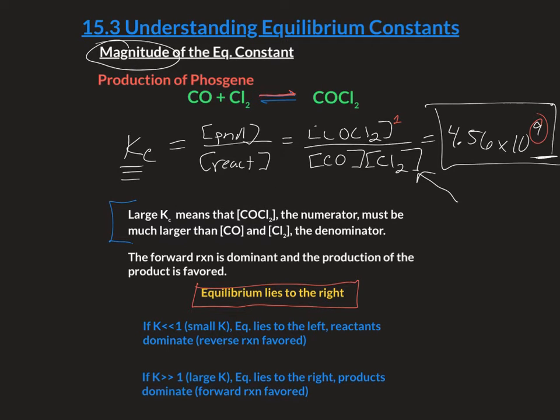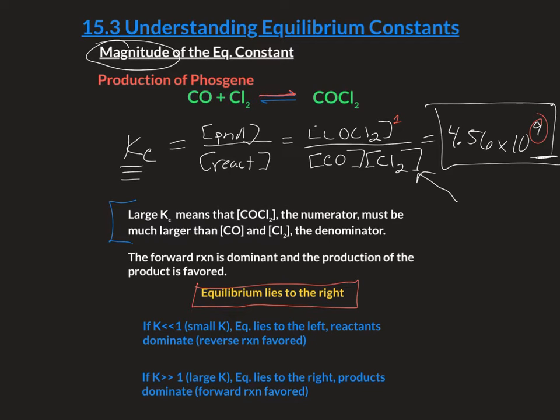So equilibrium lies to the right, meaning as you're going towards equilibrium, you have your initial reaction, you put things in the flask, they start to react, and as they go to reach equilibrium, where the rates of the forward and reverse reactions are the same, you're going to produce more product along the way. So the equilibrium lies to the right, meaning the product is produced more readily.